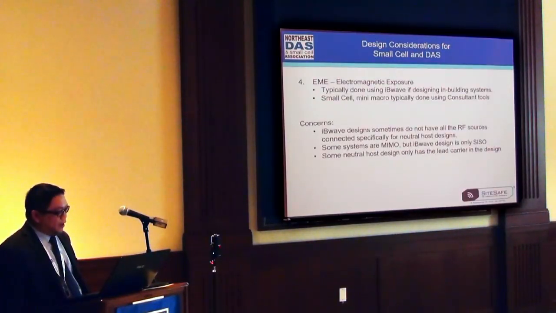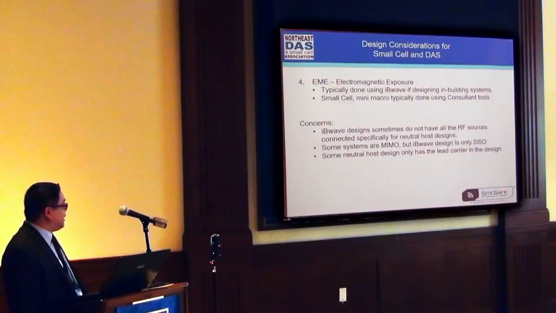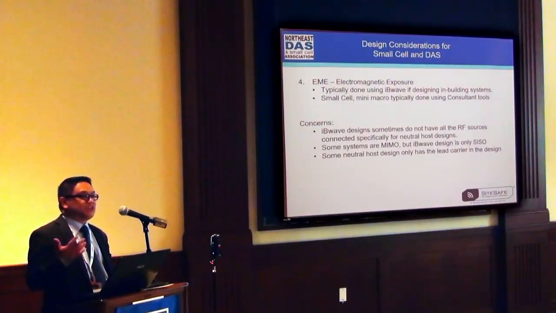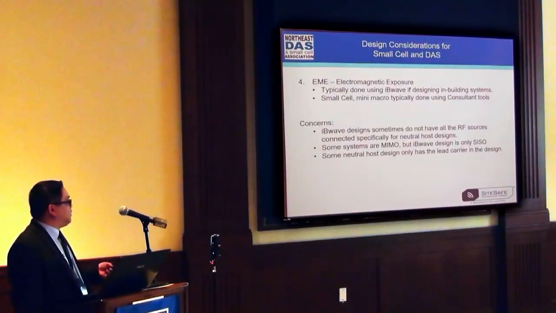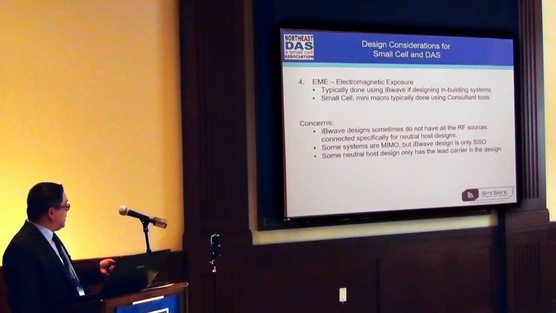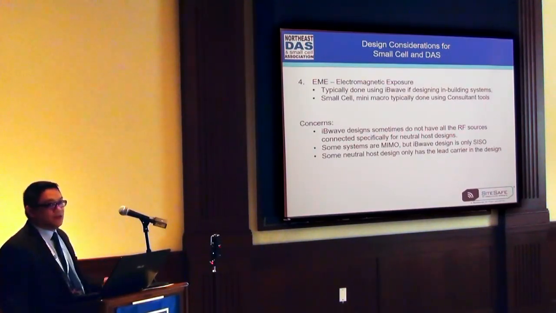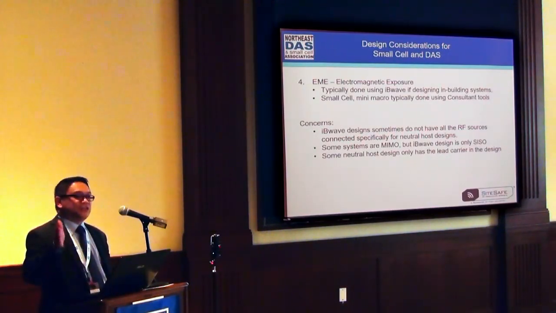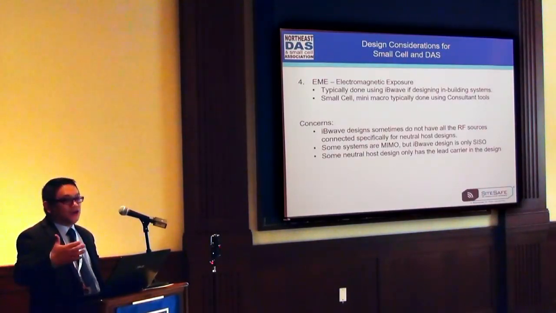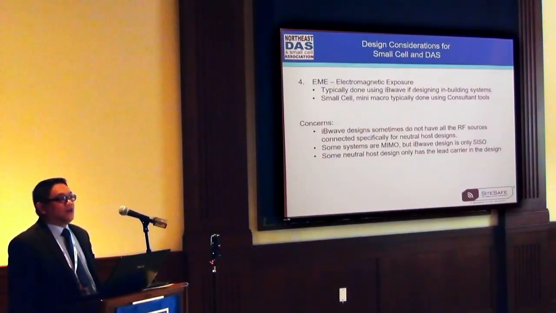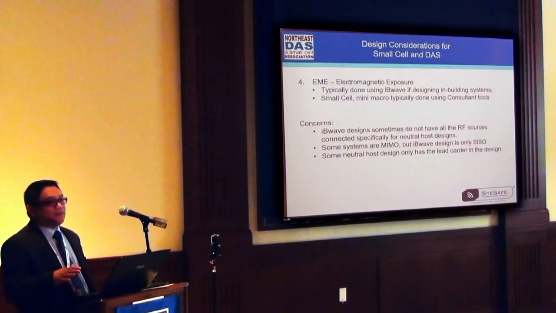However, there are a couple of concerns that we have, and this is based on some of the studies that we've seen from our customers. One of the things we have seen is that some of the iBwave designs do not have all the RF sources connected. What do I mean by that? Because there's limited time in doing designs, typically what they do is make a representative configuration of the design. So it's not a complete design.